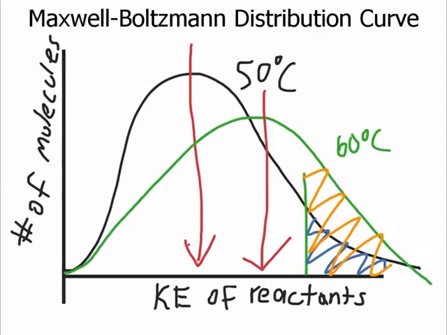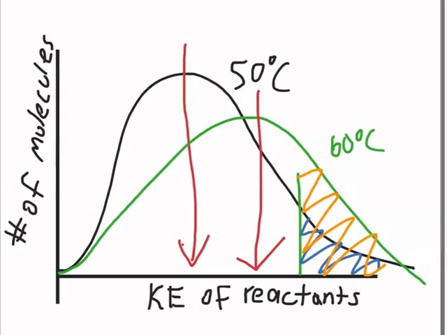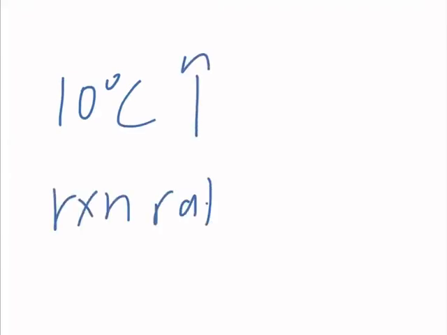With this graph and information, we are able to come to this general rule that with every 10 Celsius increase in temperature, the reaction rate is doubled.